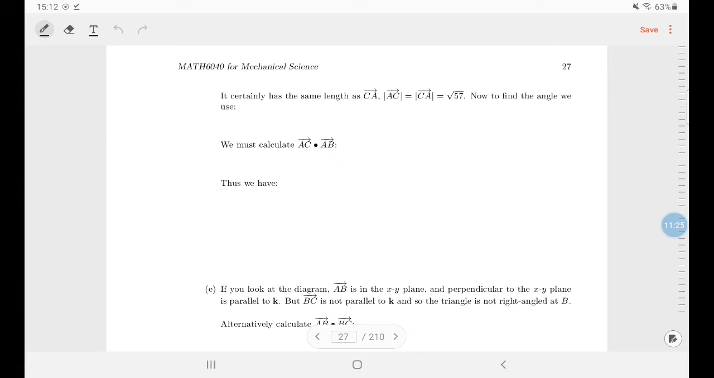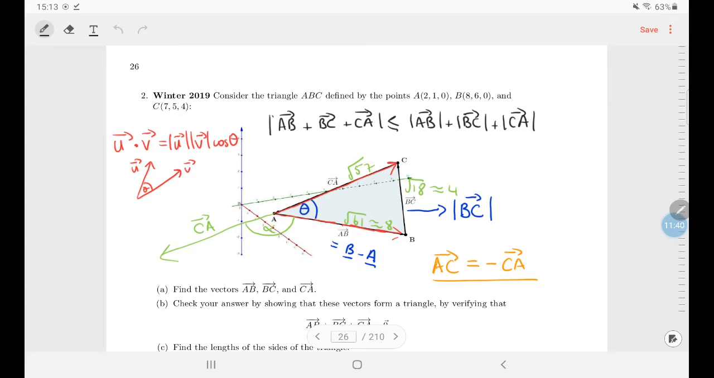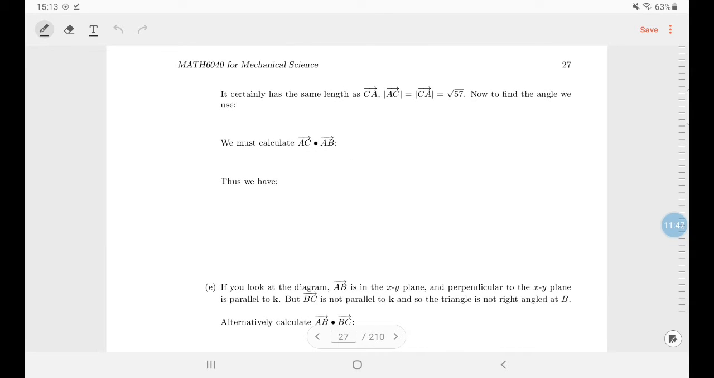So, now one thing we're saying here is that the length of A to C is definitely the same as the length of C to A, root 57, which we found already. So what we're going to use is that dot product thing up here in red. The dot product of two vectors is the length of the first, times the length of the second, times the cosine of the angle in between.